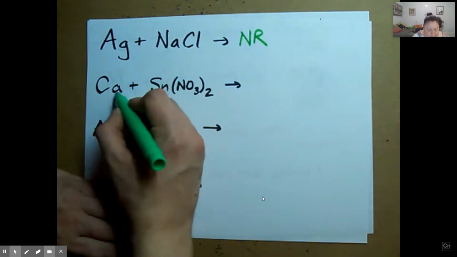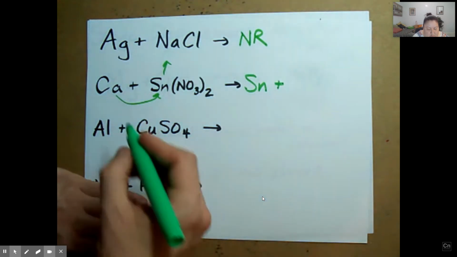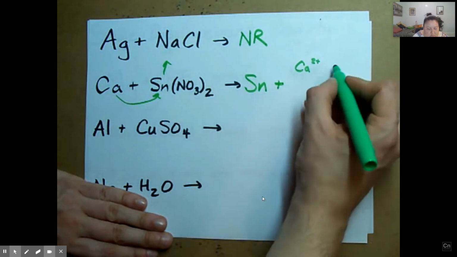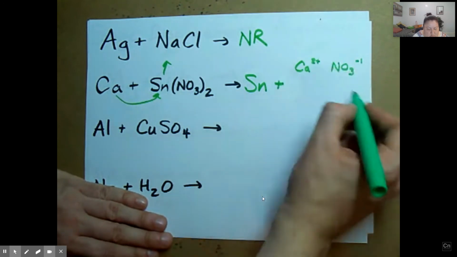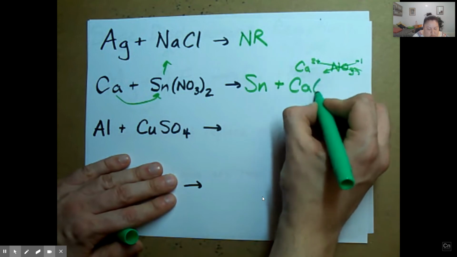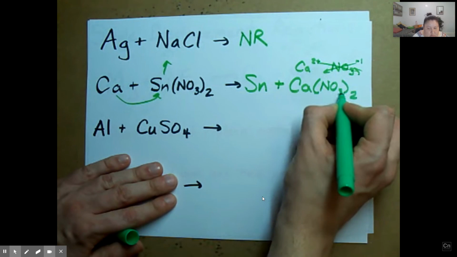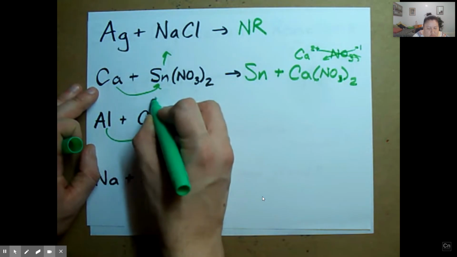When calcium boots the tin out, you're going to end up with tin by itself, and calcium, which is usually 2 plus, bonding with nitrate, which is usually 1 minus. Crisscross your charges, you end up with Ca(NO3)2. Done. Will aluminum replace copper? Aluminum is up here, copper's down here. Yes, it will.